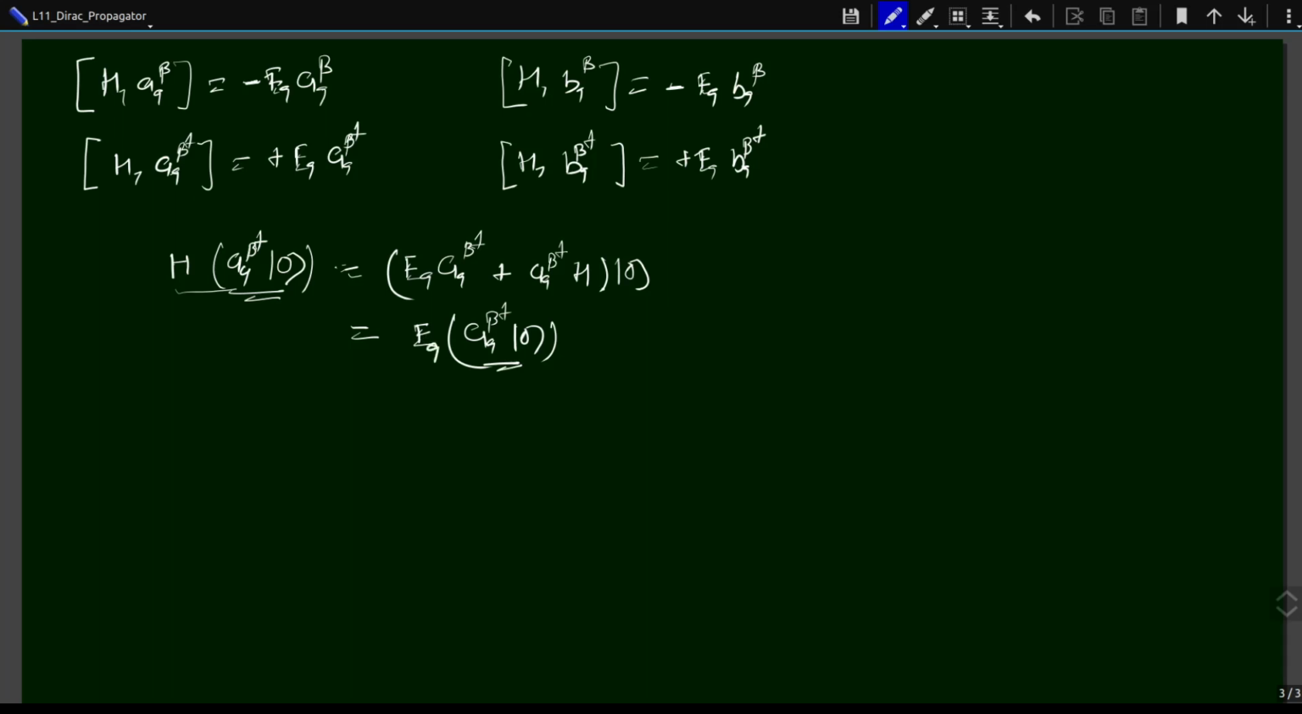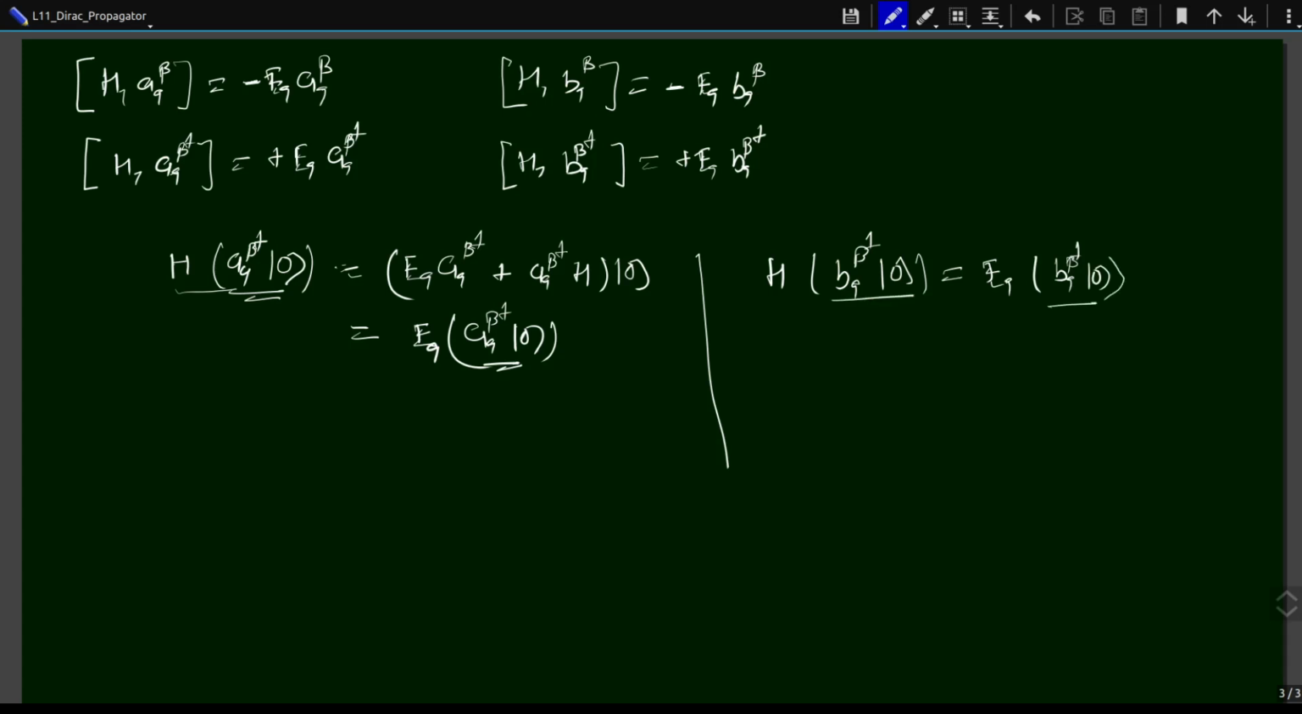And of course the vacuum was a zero energy state by construction. So what I'm seeing over here is that a_q beta dagger creates a particle. Likewise, exactly similarly, the energy of the state b_q beta dagger acting on the vacuum is, I'm skipping the step, again E_q times b_q beta dagger.